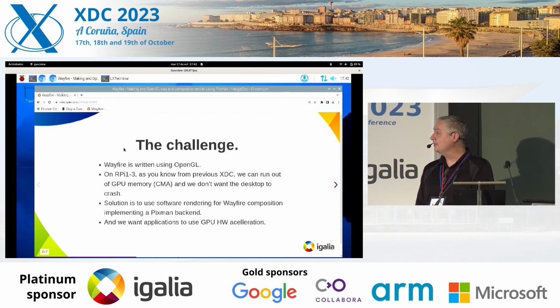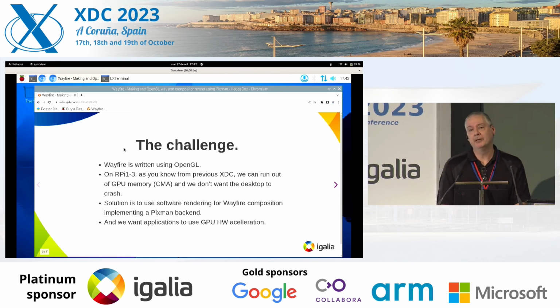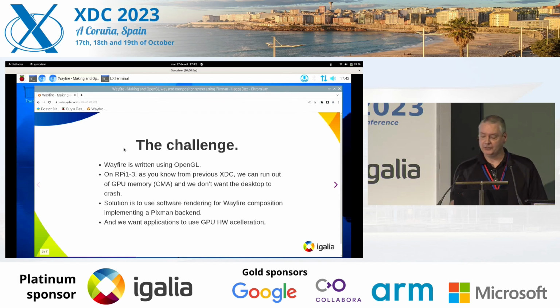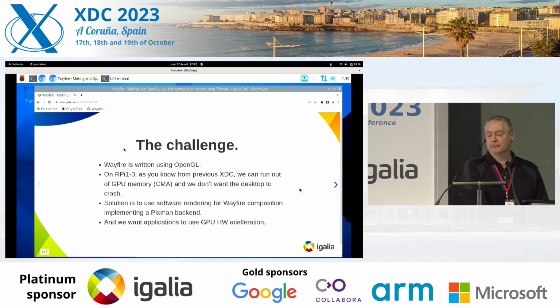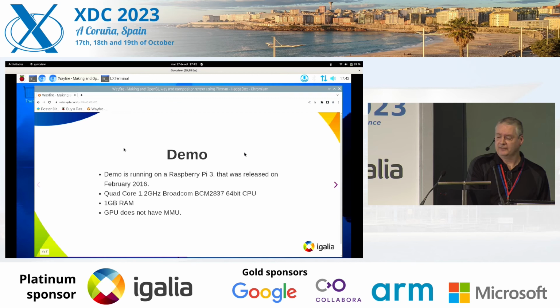From previous XDCs, you may remember that on the RPI 3 and below, we can run out of GPU memory when using OpenGL. So obviously, we can't render the desktop with GL. So the solution we came up with was to implement software rendering inside the Wayfire compositor. However, we did still want hardware-accelerated apps to work, such as GLX Gears, GLMark, things of that nature. So it proved to be a little bit of a challenge.